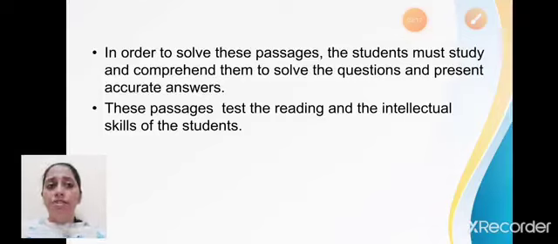These passages test the reading and intellectual skills of the students. The more you read, it will definitely enhance the intellectual skill. And obviously the more you read, it will improve your reading power as well. So these passages test the reading and intellectual skills of the students, how well you comprehend the passage.